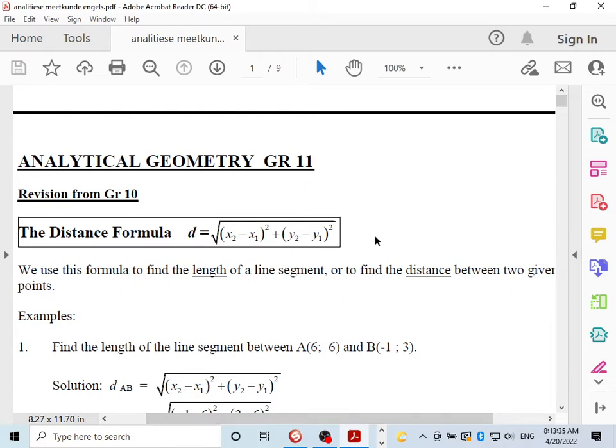Alright, you can write the heading, Analytical Geometry, grade 11. I will tell you what to write. So the first thing is the distance formula. Do you remember the distance formula? It's d equal to the root of x2 minus x1 squared plus y2 minus y1 squared, in a square root.